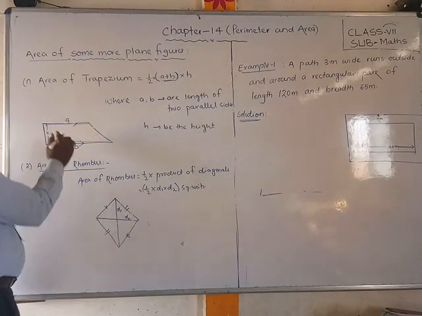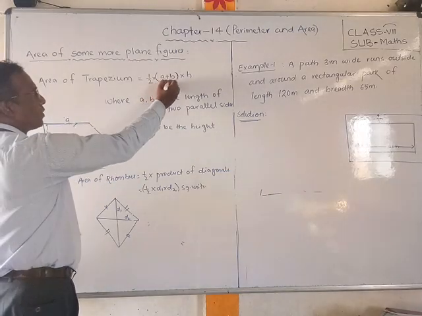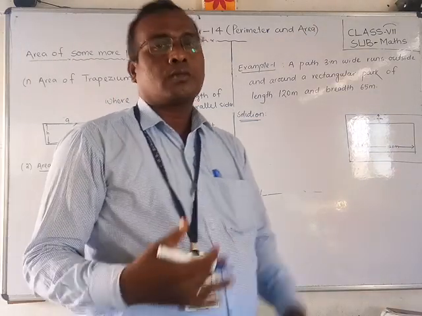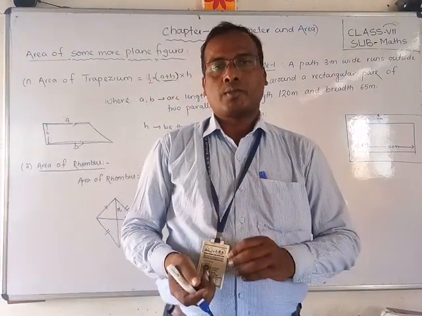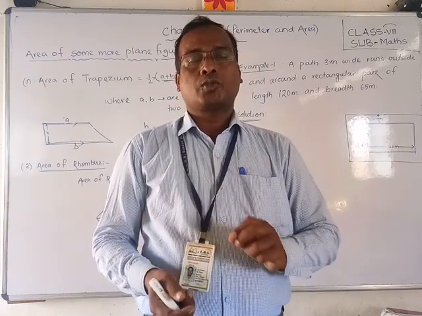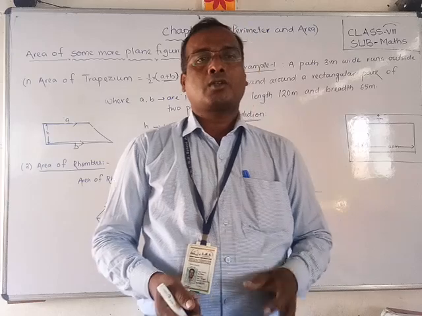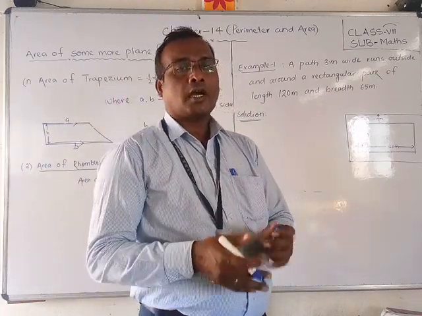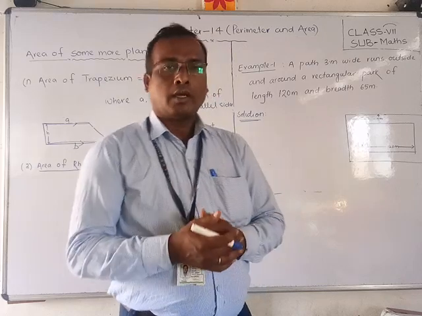So did you understand, friends? You should remember this formula and apply it while doing problems. Whenever you are finding the area of the trapezium, you should use: area of the trapezium is equal to half into (a plus b) into h.